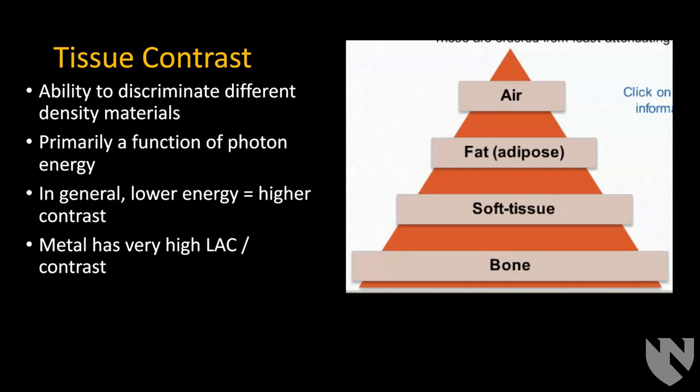So soft tissue contrast is your ability to discriminate different density materials, which is basically a function of your photon energy. So lower photon energies give you higher contrast, meaning that at lower energies, different materials in the body will have greater differences in the amount of absorption, whereas at higher photon energies, those photons are more likely to just pass through the body, and so you don't get differences in the amount of attenuation.